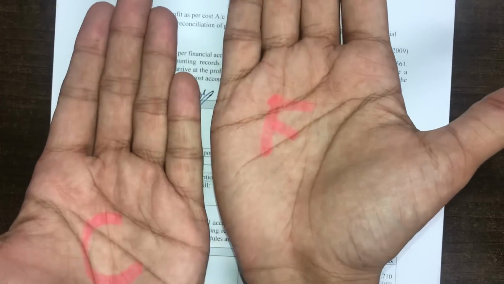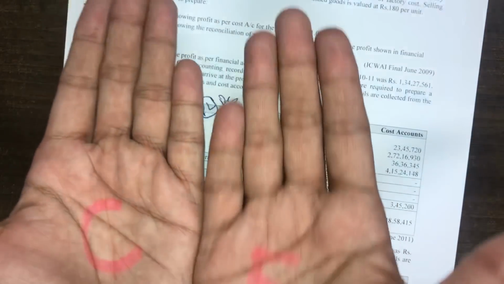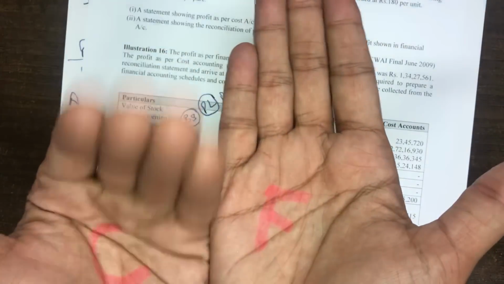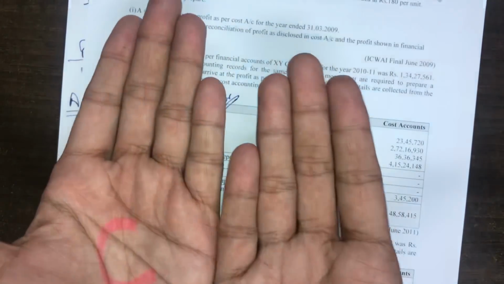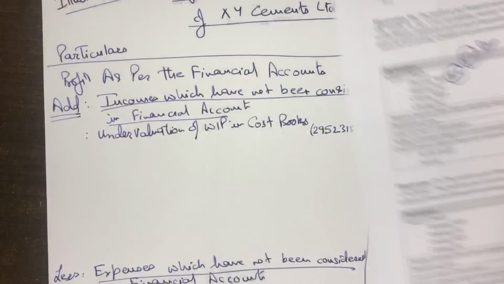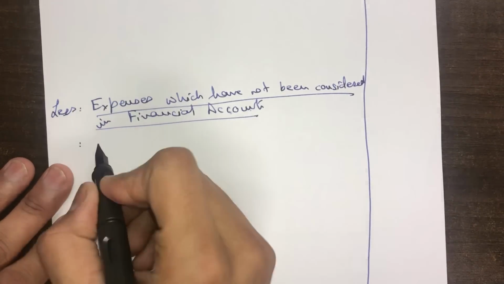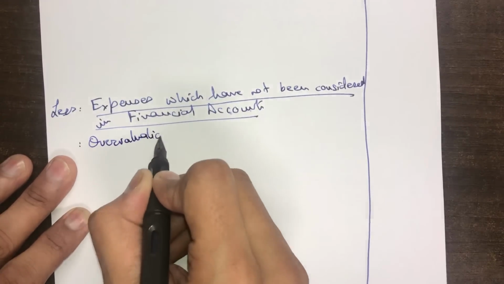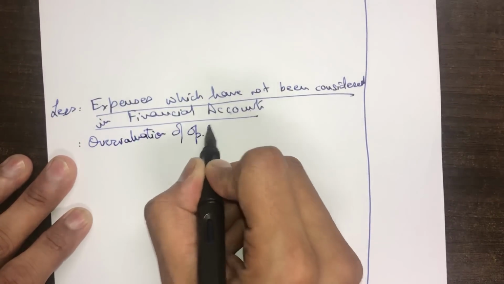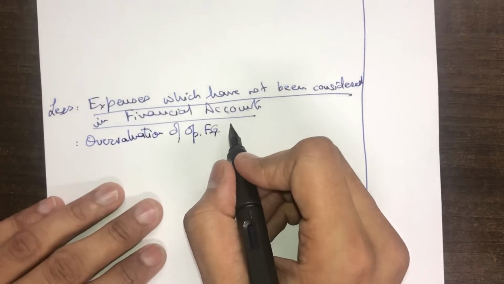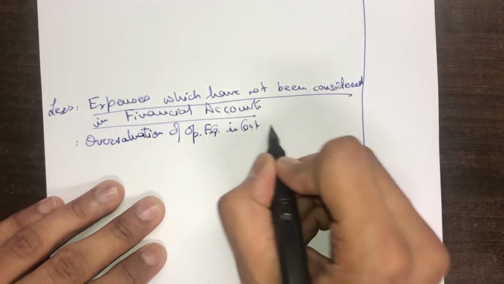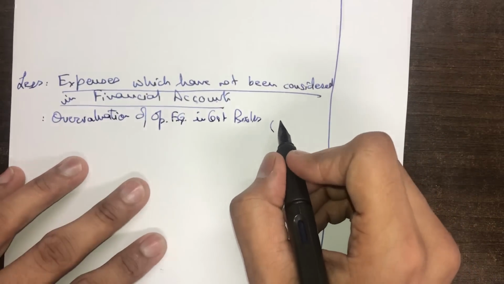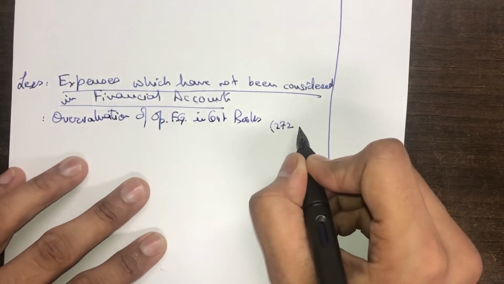Now what should I do? Add or less? Answer is less, because only financial profit can move. This hand can move, this hand cannot move. So I have to do less. So the adjustment will be less: overvaluation of opening finished goods in cost books. Amount again will be the differential of the two amounts which are given in the question.